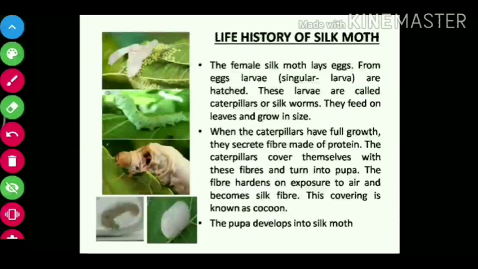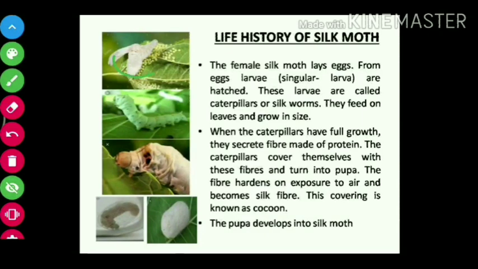Let's see the life history of the silk moth. The female silk moth lays eggs. Here is the female silk moth. It is laying so many eggs on the leaves. From eggs, larvae, singular larva, are hatched. So from these eggs, larvae will come out. This is a larva. These larvae are called caterpillars or silkworms.